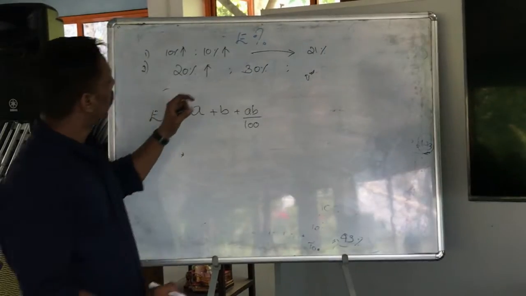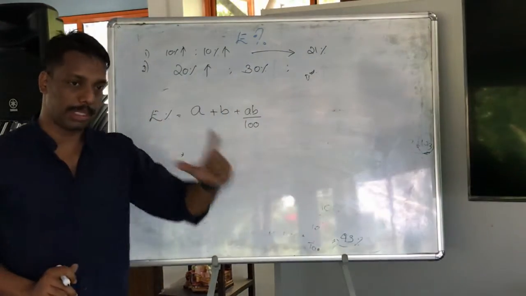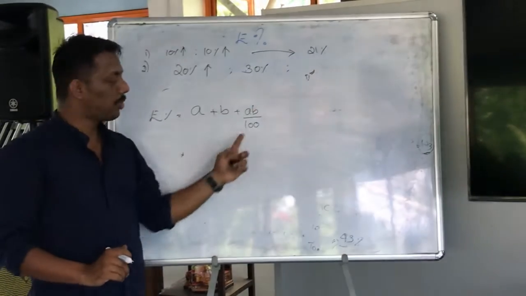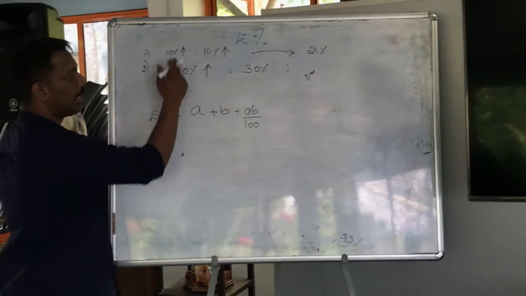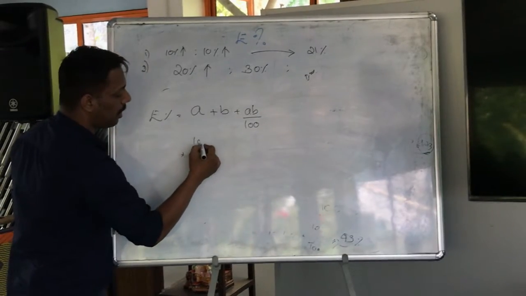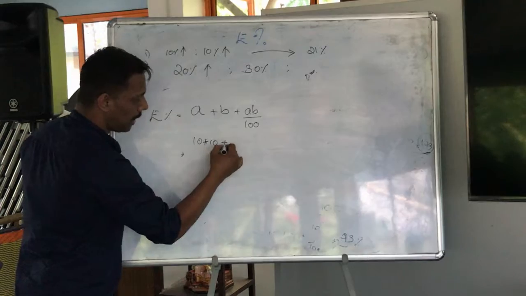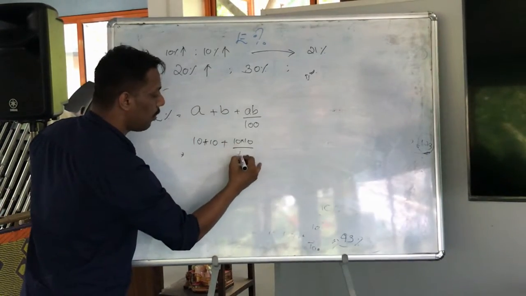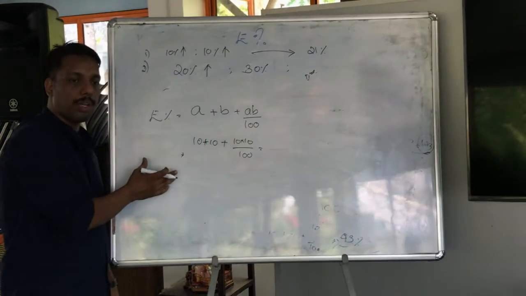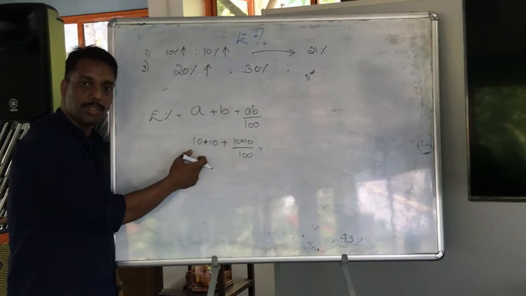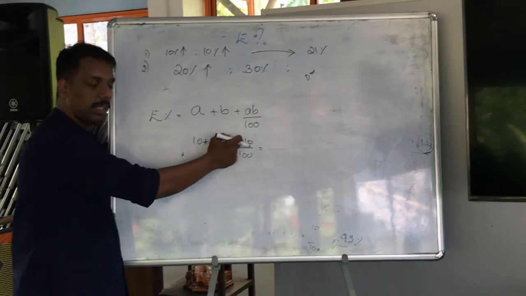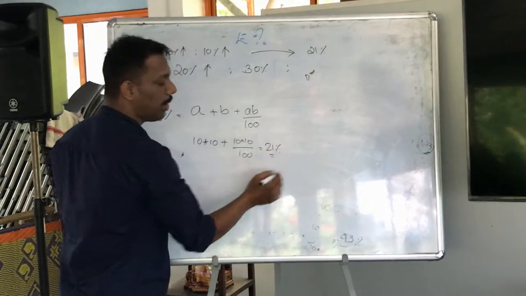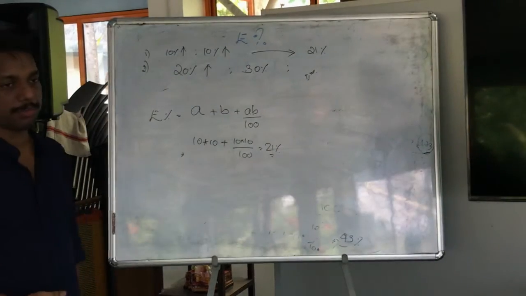Actually, we solved that problem based on the conceptual method, right? So here, how will you solve the same question based on the equation? A is 10, B is again 10: 10 plus 10 plus A into B, 10 into 10 by 100. This will be your effective change. 10 plus 10 is 20. 20 plus 100 by 100 is 1. 20 plus 1 means 21. 21% is your effective change.